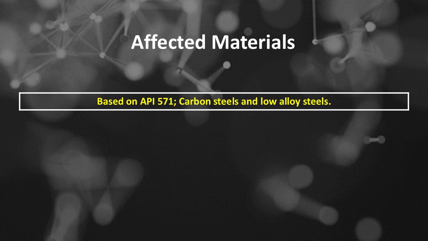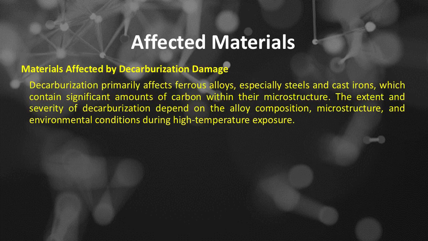Decarburization damage affected materials based on API 571 is carbon steels and low alloy steels. Materials affected by decarburization damage. Decarburization primarily affects ferrous alloys, especially steels and cast irons, which contain significant amounts of carbon within their microstructure. The extent and severity of decarburization depend on the alloy composition, microstructure, and environmental conditions during high-temperature exposure.